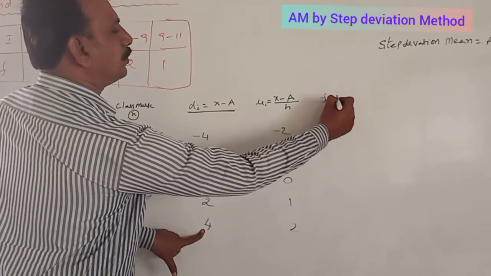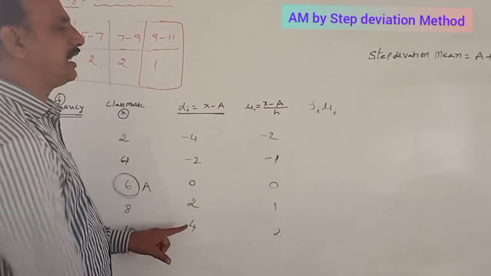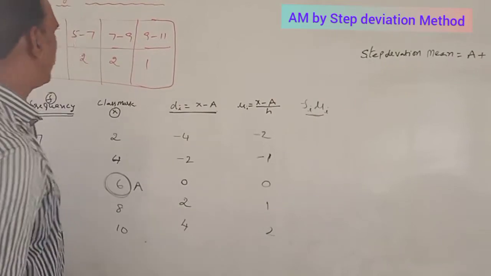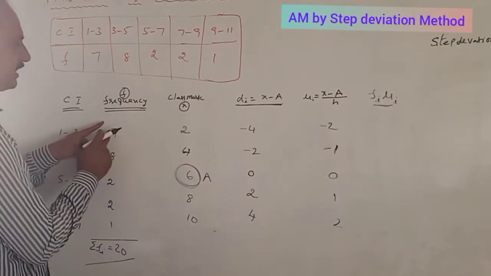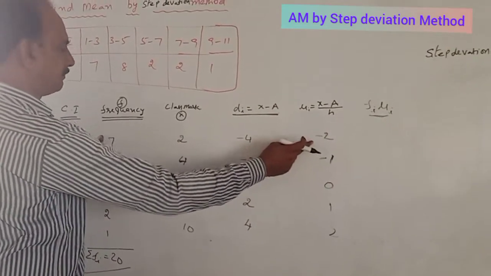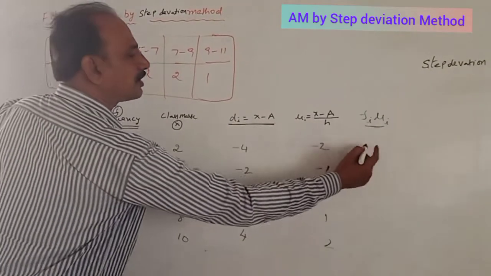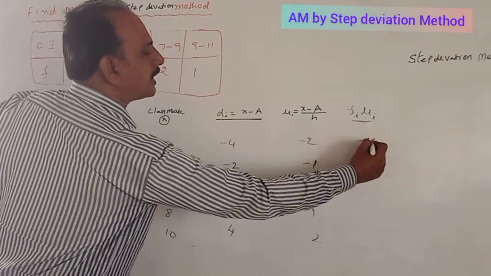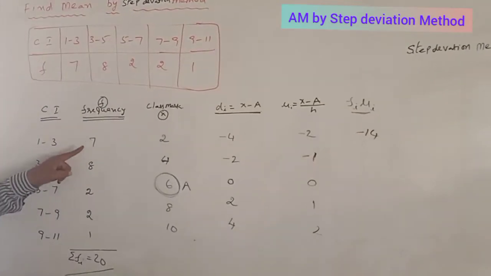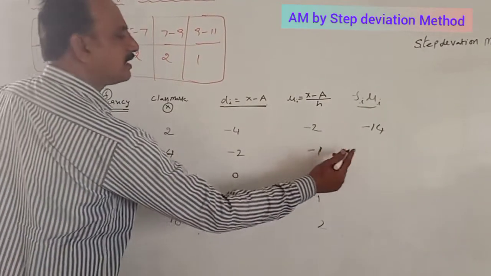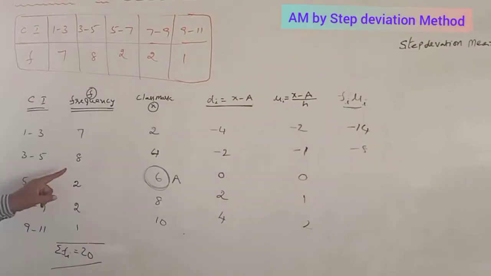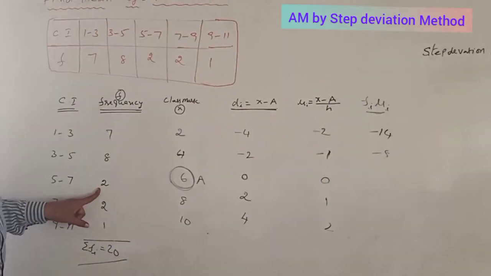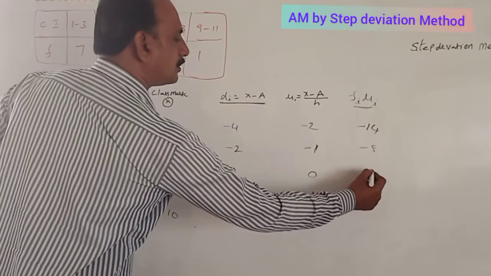Next column is fi ui. Multiply the frequency column and the ui column. 7 into minus 2 equal to minus 14. 8 into minus 1 equal to minus 8. 2 into 0 equal to 0.